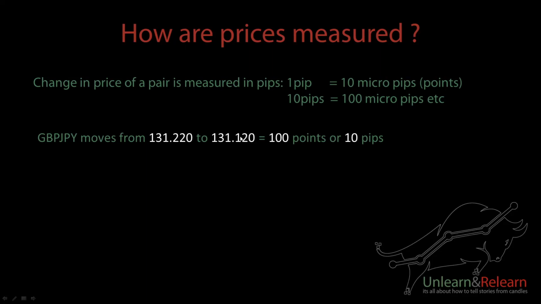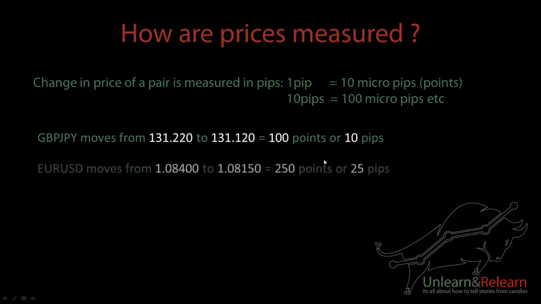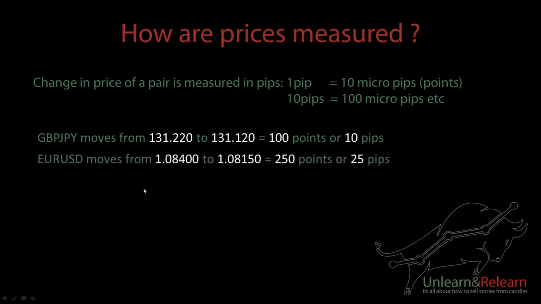Some people are very new, so this is very important. This is how you measure pips. You subtract the numbers, you get the 100 points, and then you divide it by 10 to get 10 pips. When we talk about EURUSD, if price moved from 1.08400 to 1.08150, that's a change of 250 points or 25 pips. So this is how you measure pips.